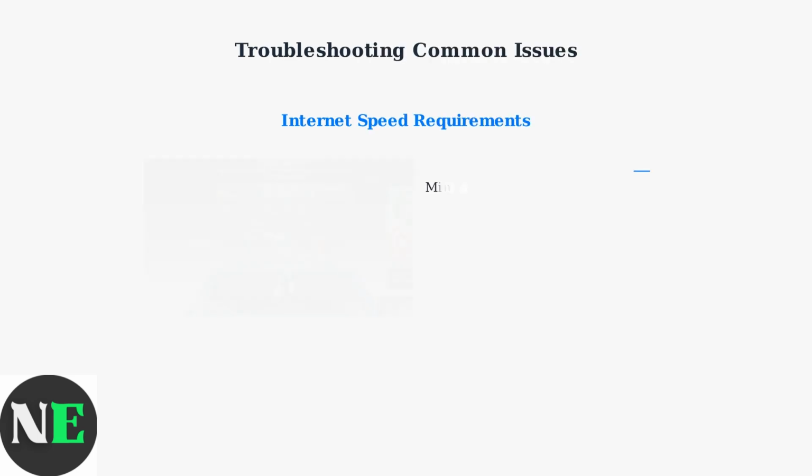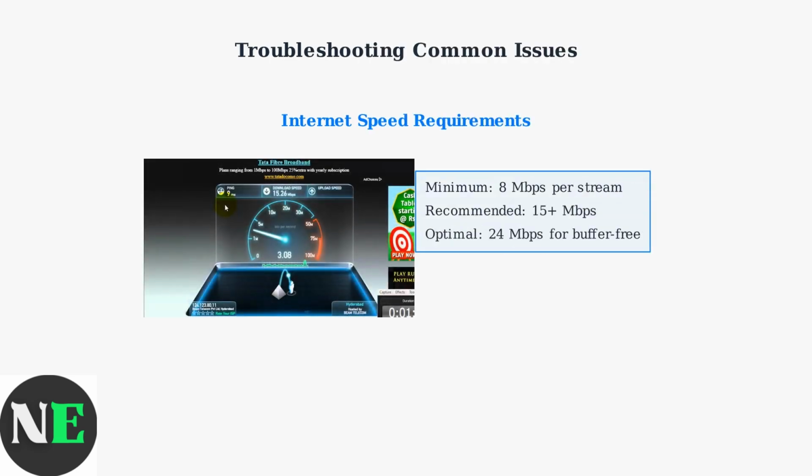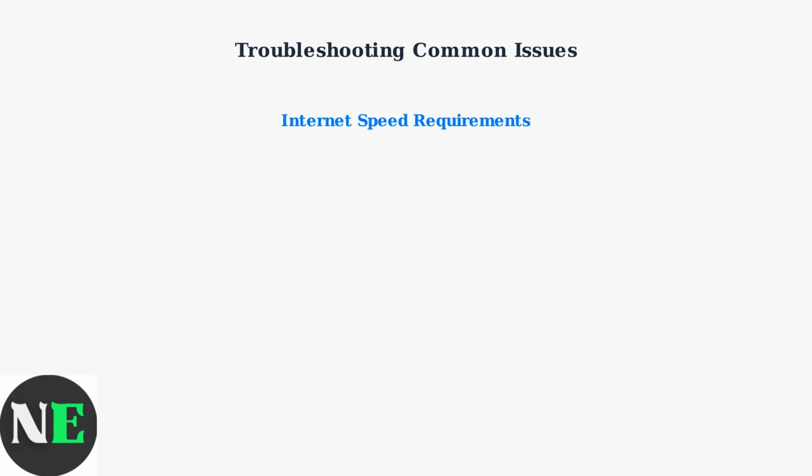For optimal streaming performance, DirecTV Stream requires a stable internet connection of at least 15 megabits per second. If you experience buffering issues, first check your internet speed using a speed test tool.